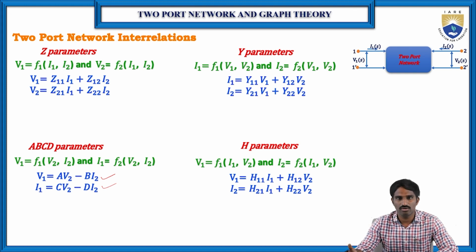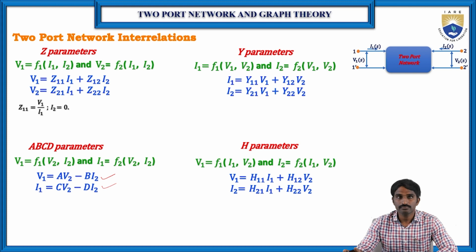So that's why these are called hybrid parameters. It is a mixed kind of thing. That's why here the input voltage V1 is equal to H11 I1 plus H12 V2, and the output current I2 is equal to H21 I1 plus H22 V2.